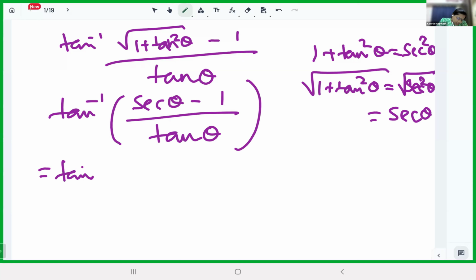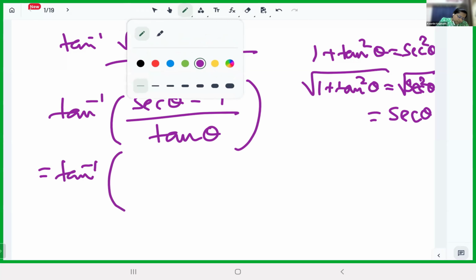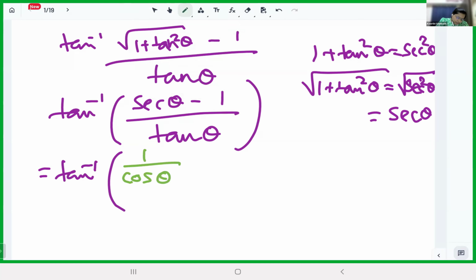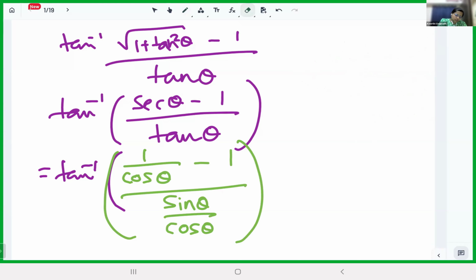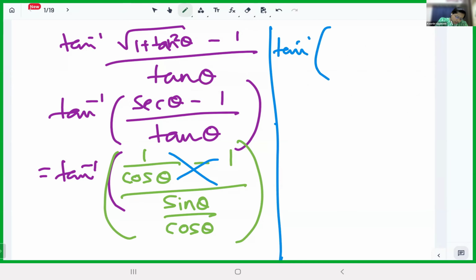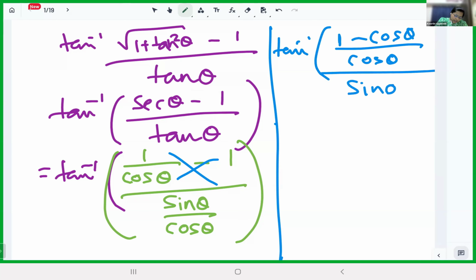Now I'm going to make some adjustments in order to make that portion in terms of sine and cos. So instead of sec theta, I'm going to write it as 1 by cos theta, right? 1 by cos theta minus 1 by, instead of tan theta, I'm writing sine theta by cos theta. Tan theta is nothing but sine theta by cos theta. I hope this much is clear to you all. Now, solving this by cross multiplying, we get tan inverse of 1 minus cos theta divided by cos theta, and sine theta by cos theta.